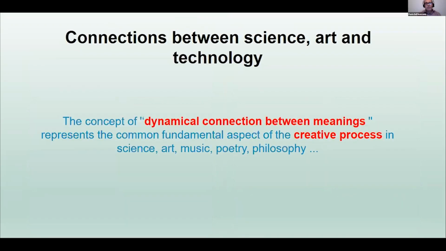The basic concept is that the creative process represents a sort of dynamical connection between meanings, between significances. And this is the same in science, in art, in music, in poetry, in philosophy, despite the intrinsic differences between these various fields of human knowledge. But what happens in our mind or in a human community in terms of creative process shows a lot of similitudes, similarities, analogies.